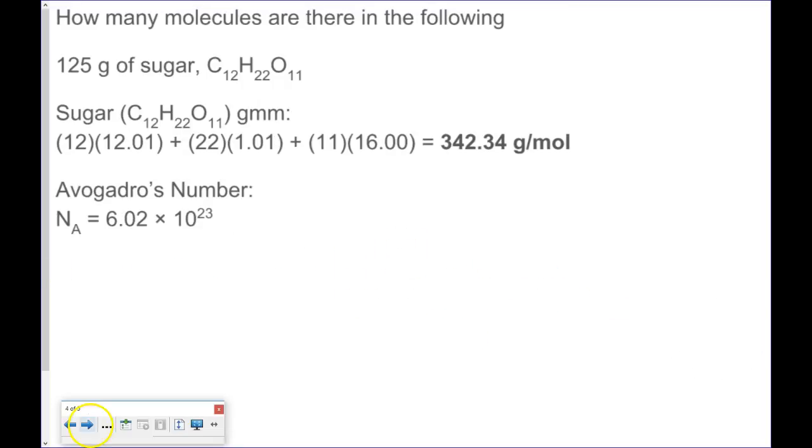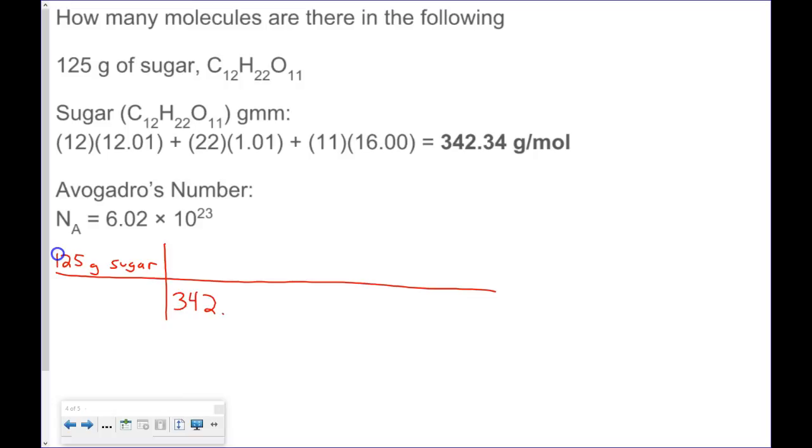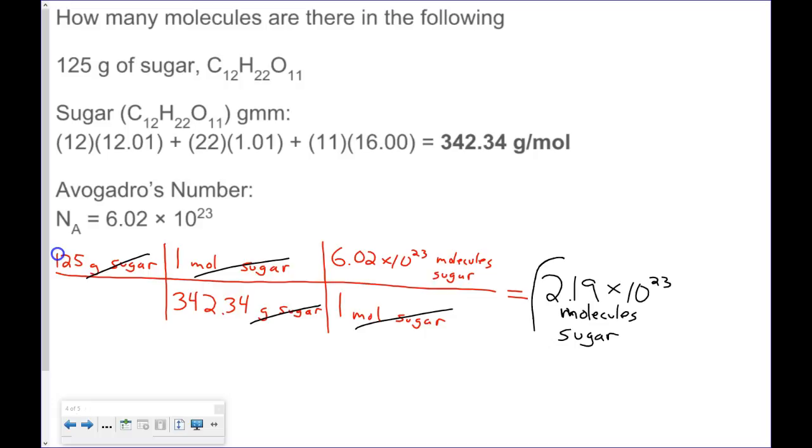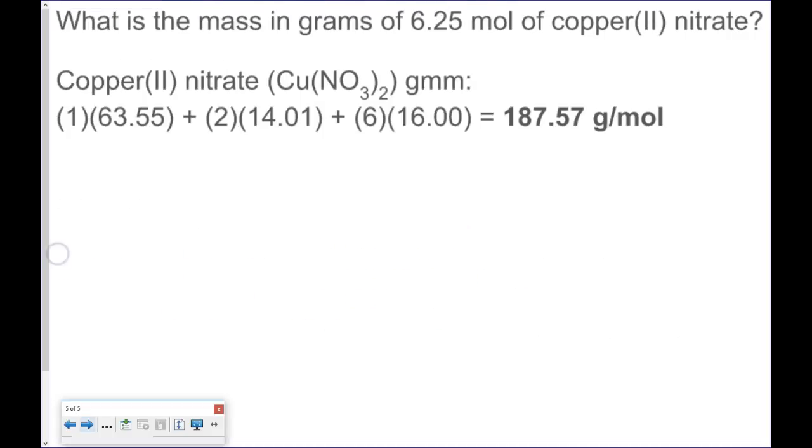How many molecules in the following? So another one like this, I start with my grams. I'm going to need to first convert that into moles using this conversion factor right here. 342.34 grams is going to be 1 mole right there. So I'm going to have to cancel that out. So I'm going to set that up for moles. Now I know that 1 mole is going to be 6.02 times 10 to the 23rd using Avogadro's number right there. Cancel out grams of sugar. Cancel out moles of sugar, and what I'm left with is going to be molecules of sugar. That's going to work out to be 2.19 times 10 to the 23rd molecules of sugar.